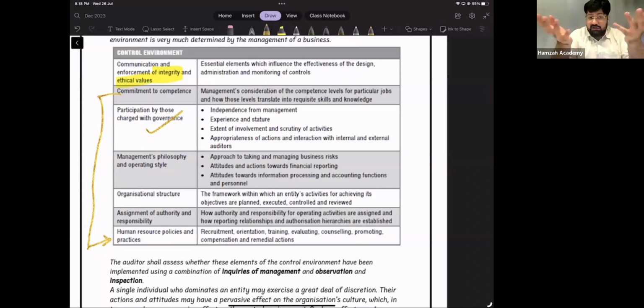So again, if the directors are there, things will remain in control. What is their experience? The more experience and stature, the better, which is very important. They will bring wisdom to the organization, so the company's control environment will be improved.